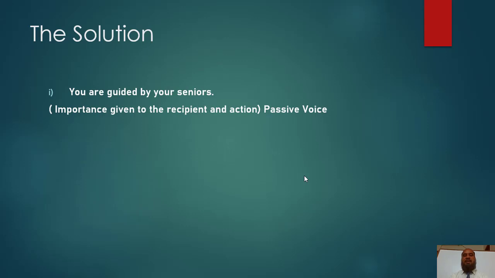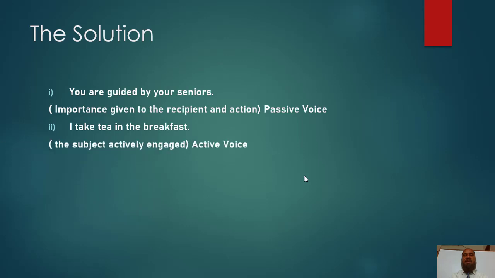From these 2 points, whether subject is active in the given sentence or action or the object is given importance, we will learn which sentence is active and which sentence is passive. Now sentence number 2. Many of you have guessed correctly. In this sentence, I take tea in the breakfast. The subject is actively engaged, so sentence number 2 is active voice.